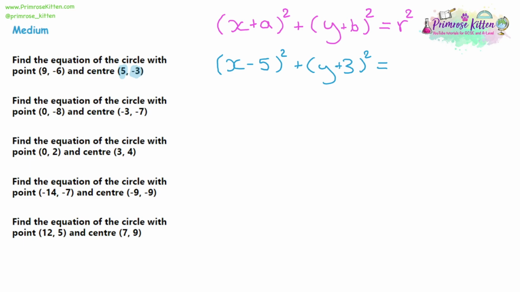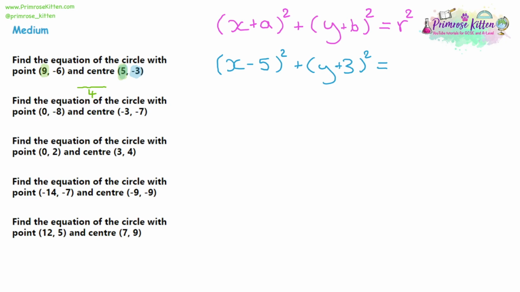Now the radius is a little bit more complicated. And to find the radius, we need to find the change in x and the change in y. So let's look at the x coordinates we've been given. For the centre, we've got the x coordinate of 5. And for a point on the edge of the circle, we've got the x coordinate of 9. So to draw a triangle with those two values, the distance between 9 and 5 is 4. You could do a takeaway. 9 take away 5 is 4.